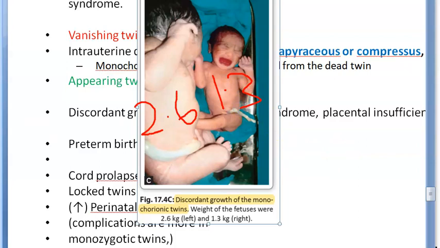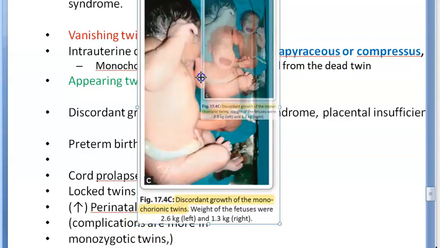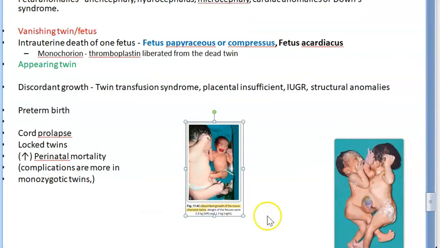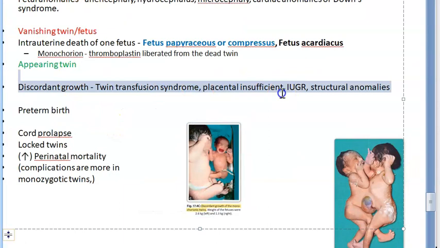Some amount of discordance will be there. They are saying it is okay. But if the discordance, the weight difference, is 25% or more, then that's a true pathological discordance. This can be because of twin-to-twin transfusion syndrome, placental insufficiency, IUGR, that is intrauterine growth restriction, or structural anomalies, okay? So we have written those reasons here, you can see. Discordant growth can be due to these, which can lead to one baby becoming big and the other becoming small.